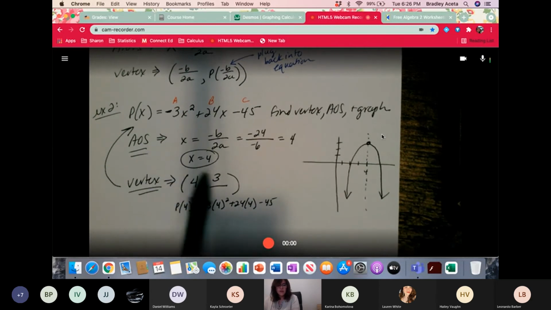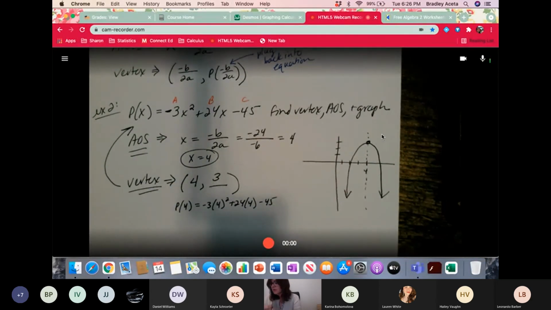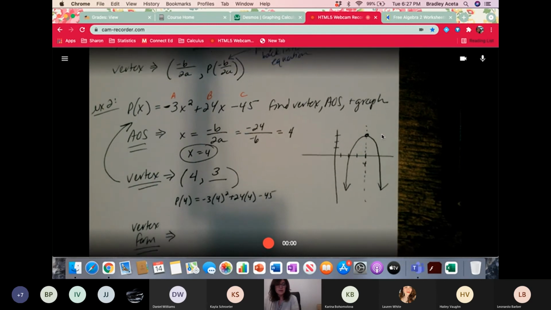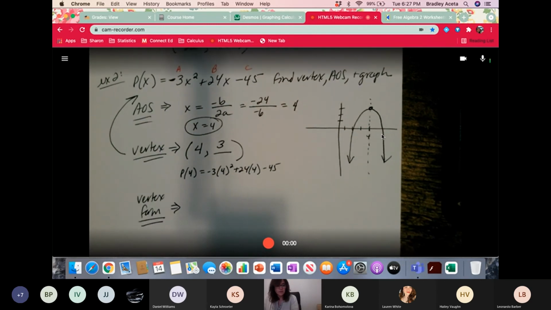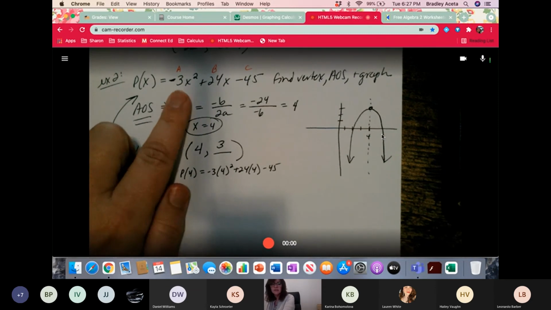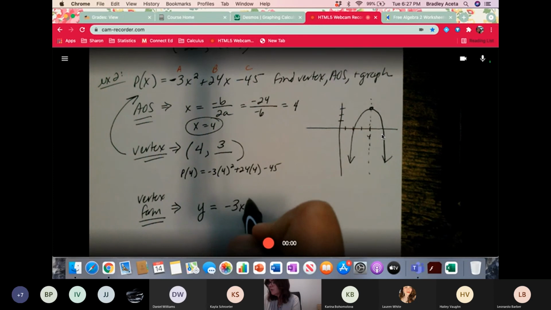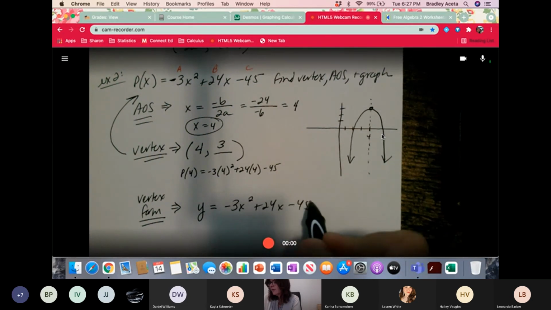So we could write this in vertex form, because I would like to show you how to do it in vertex form, and you can do that by completing the square. Let's do it in vertex form. In the vertex form, I better have a 4 and a 3 somewhere in my vertex form equation. So let me show you one more time how to do this. I take this equation and I write it like this. I write y equals -3x squared plus 24x minus 45.